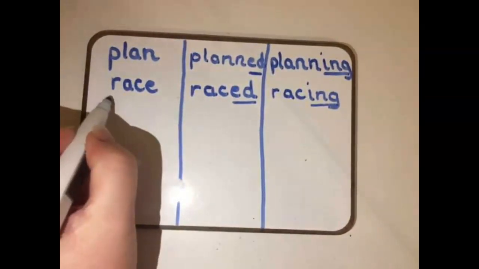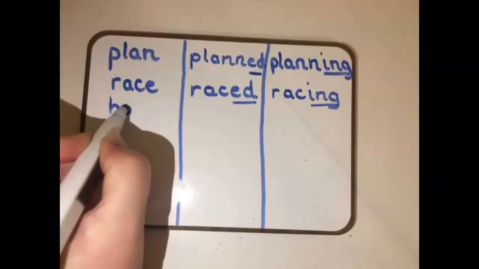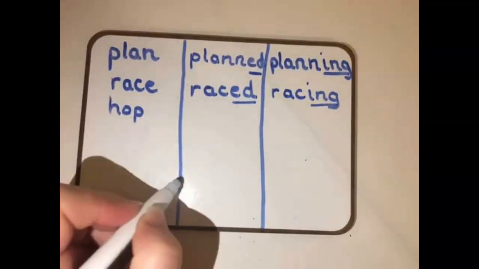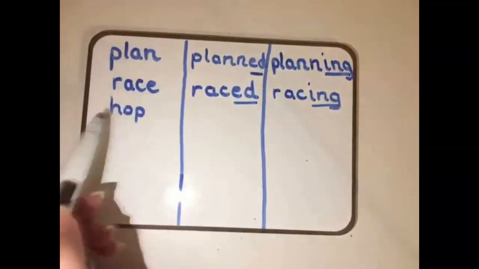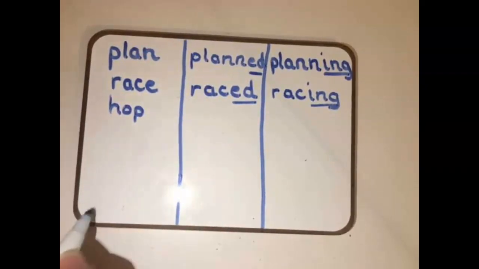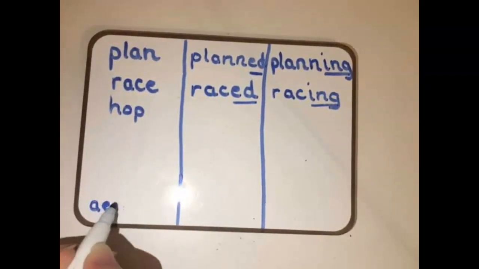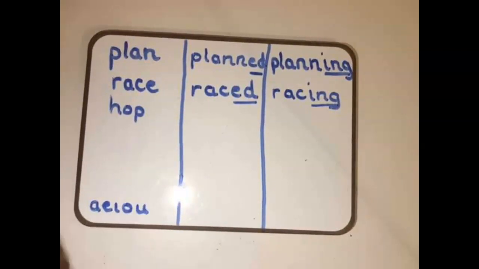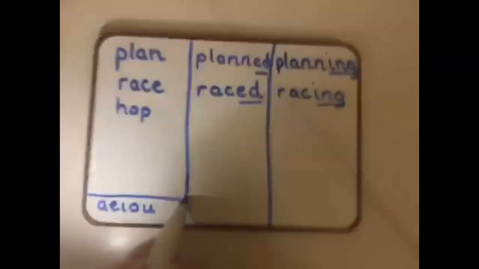So let's see if we can think about another word. Let's write the word hop, okay? Hop. Now, does hop end with a vowel or a consonant? Your vowels are A, E, I, O, and U, and we'll put them in a little box.